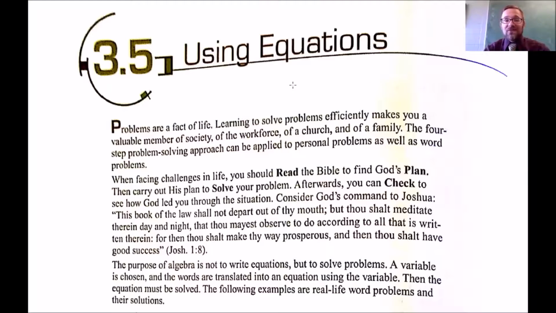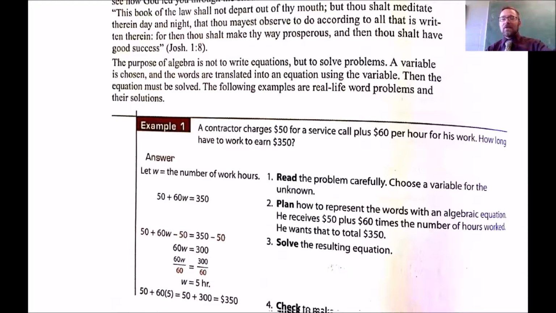If you're facing life, the beginning of this, I like what it says here. When you're facing challenges in life, you should read the Bible to find God's plan and then carry out his plan to solve your problem. Afterwards, you can check to see how God led you through the situation. It's a great habit to be in. Not exactly what we're doing here with math, but it is a good parallel.